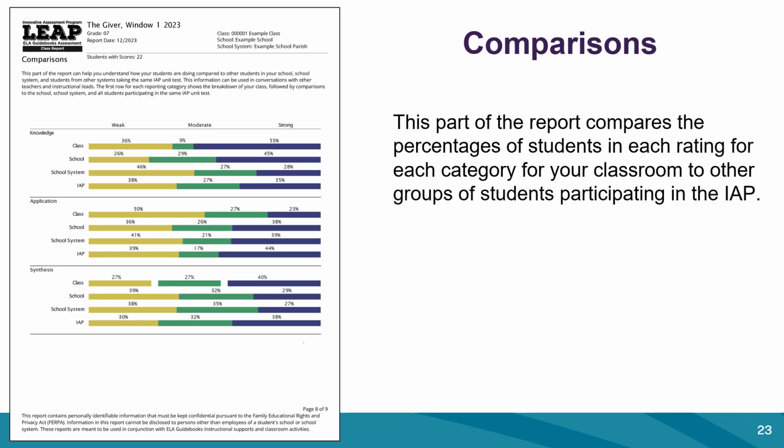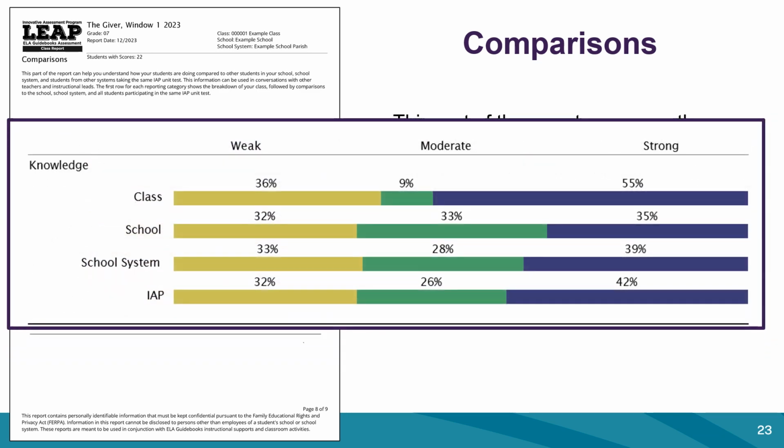If we zoom in just on knowledge, we can look and see that at the class level, 36% of the students had a weak rating for knowledge, 9% had a moderate rating, and finally that 55% of the students had a strong rating. And we can also note that this class appears to have a higher level of students in the strong category for knowledge when compared to the school system and students taking the IAP. In this way, the comparisons are meant to help contextualize how well your class is doing relative to others.